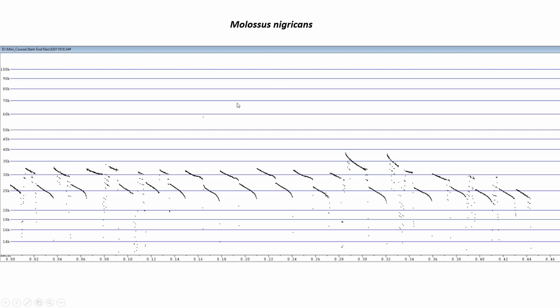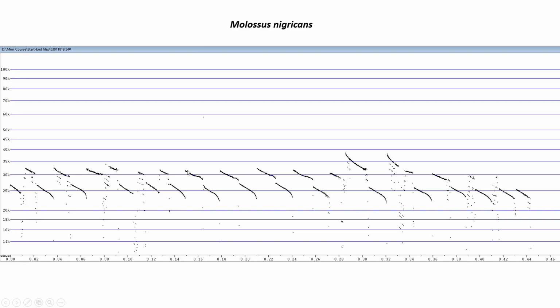Here's another molossid. Very common group, the Molossus group. This is nigricans, which was called rufus, and in the old literature ater. However, they've been separated out. Rufus does occur in South America. This recording is from northern Central America.